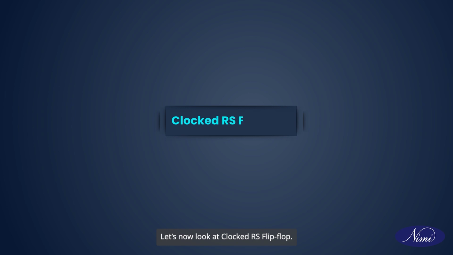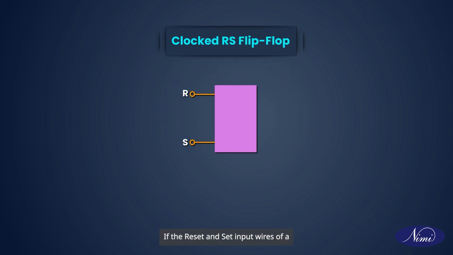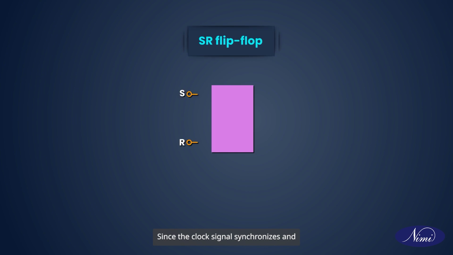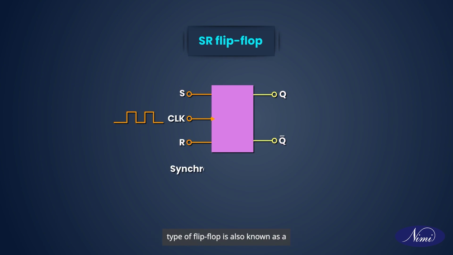Let's now look at what a clocked RS flip-flop is. If the reset and set input wires of a flip-flop only control the outputs when a clock pulse occurs, going either low to high or high to low, then this is called a clocked RS flip-flop. Since the clock signal synchronizes and coordinates the timing of when the set and reset inputs can impact the outputs, this type of flip-flop is also known as a synchronous SR flip-flop.